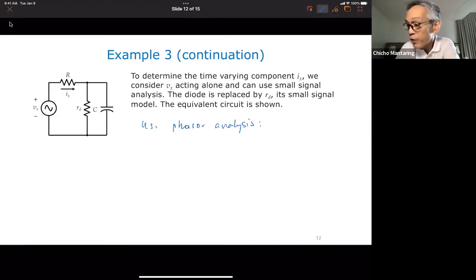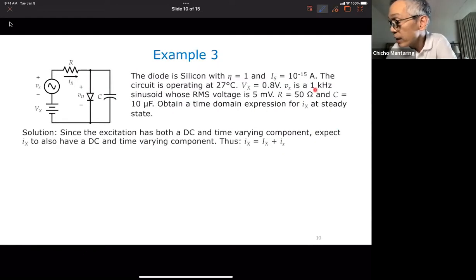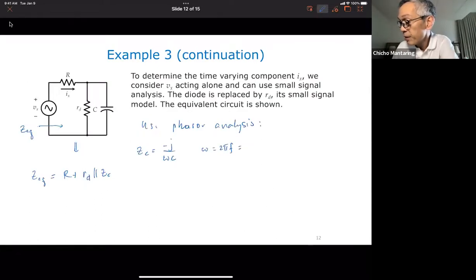Okay. So if I convert this to its phasor equivalent, if I get the equivalent impedance looking into these terminals, Z equivalent is equal to R plus R sub D in parallel with Z sub C, where Z sub C is equal to minus J over omega C. Omega is equal to 2 pi f, where f here is 1 kilohertz.